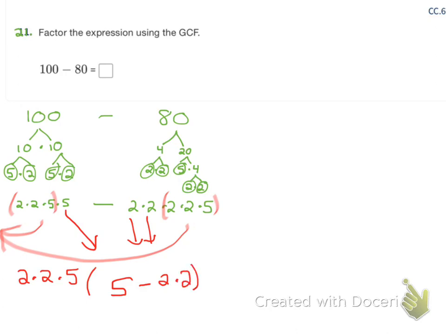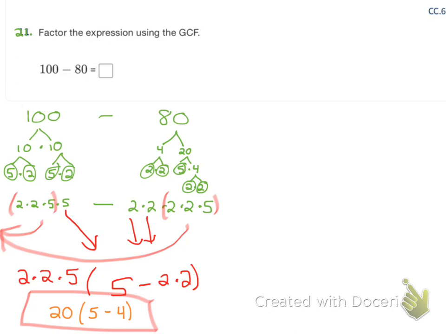And then we're just going to simplify it a little bit from there. 2 times 2 is 4. 4 times 5 is 20. So we have a 20 out front. And then in the parentheses, we have 5 minus 2 times 2, which is 4. So this is the factored expression.